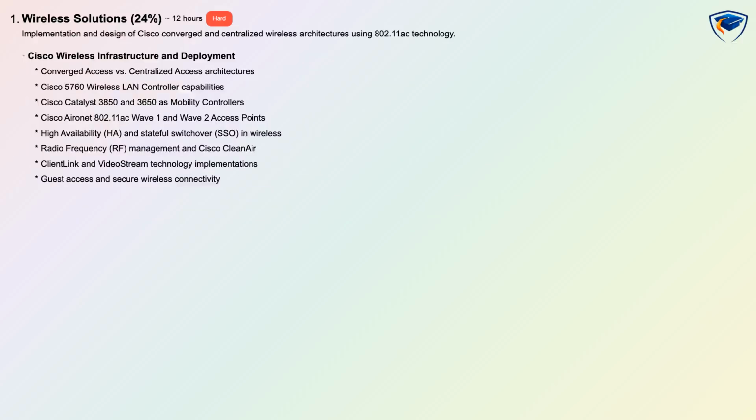The Wireless Solutions domain, carrying 24% of the total weight, focuses on the implementation and design of Cisco converged and centralized wireless architectures using 802.11 AC technology. This domain is further divided into topics such as Cisco wireless infrastructure and deployment, which includes converged access versus centralized access architectures, Cisco 5760 wireless LAN controller capabilities, and more.